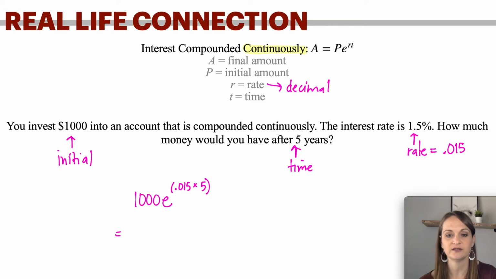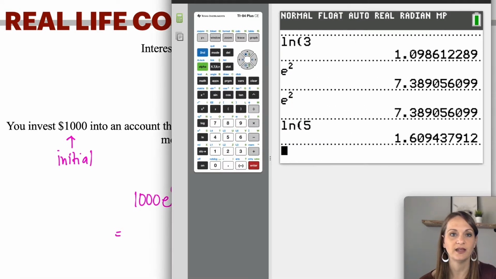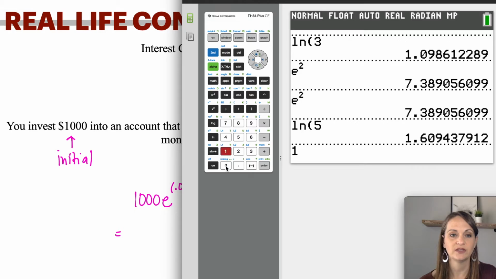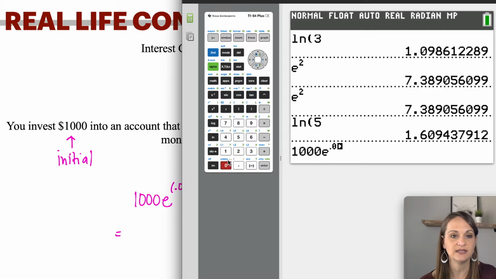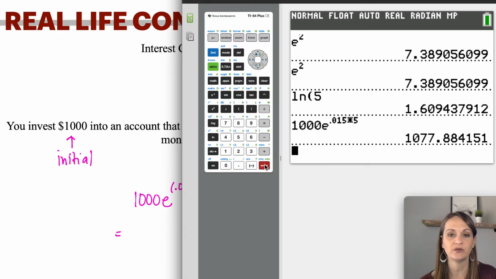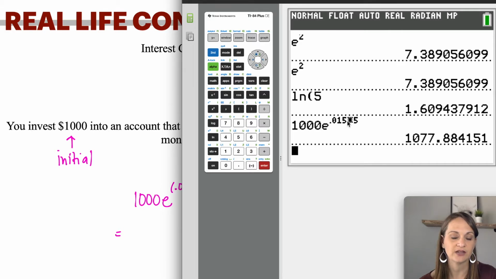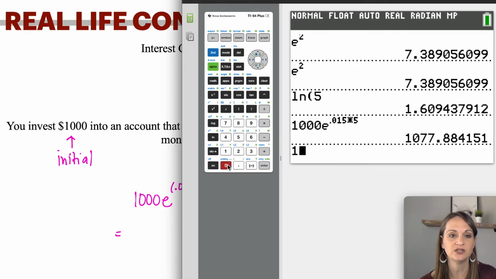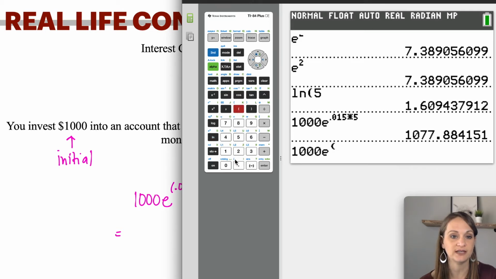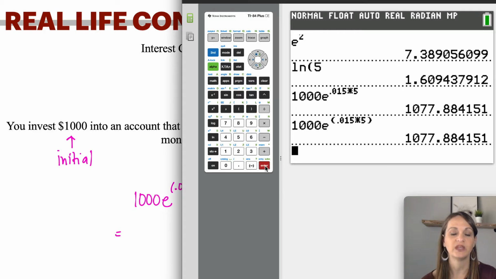So in the calculator, you're going to type in 1,000 and then hit second natural log of 0.015 times 5. Now, some calculators, which is $1,077. Now, some calculators don't actually put the numbers in the top. So what you will need to do, according to Please Excuse My Dear Aunt Sally, is you need to do a parentheses, 0.015 times 5. Close the parentheses in order to be able to get your answer.